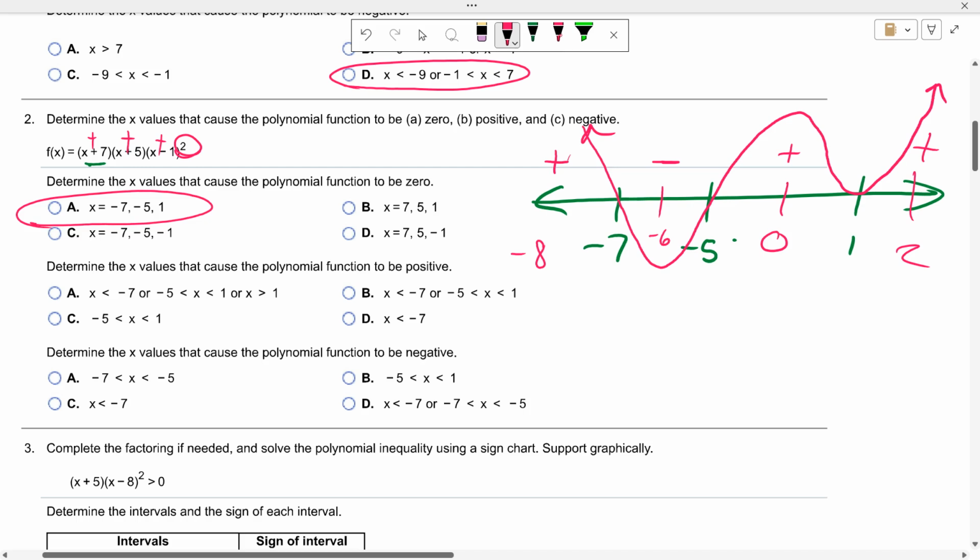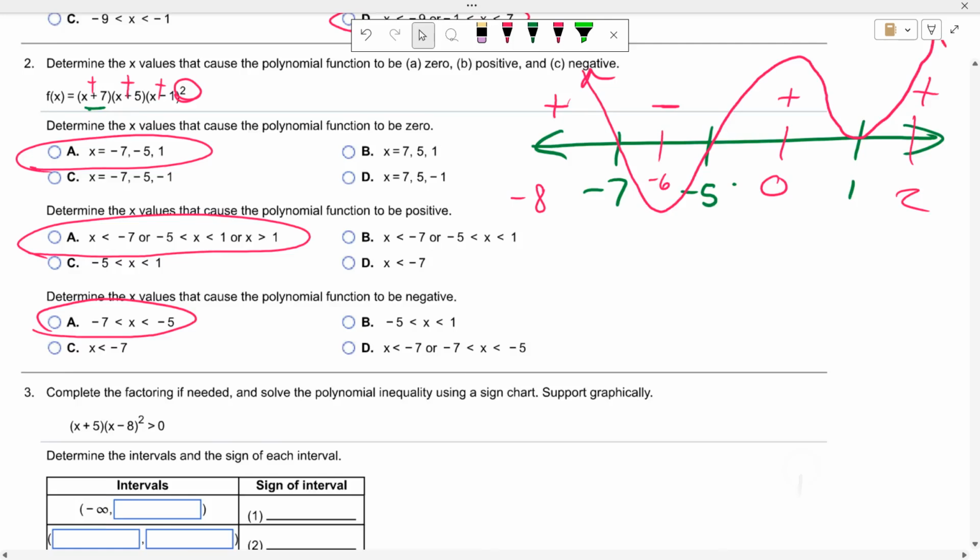Where is it positive at? Well, it's positive less than 7, in between -5 and 1, and then after 1. And where is it negative? Well, it's just negative in one little spot between -7 and -5. Okay? Sine functions.